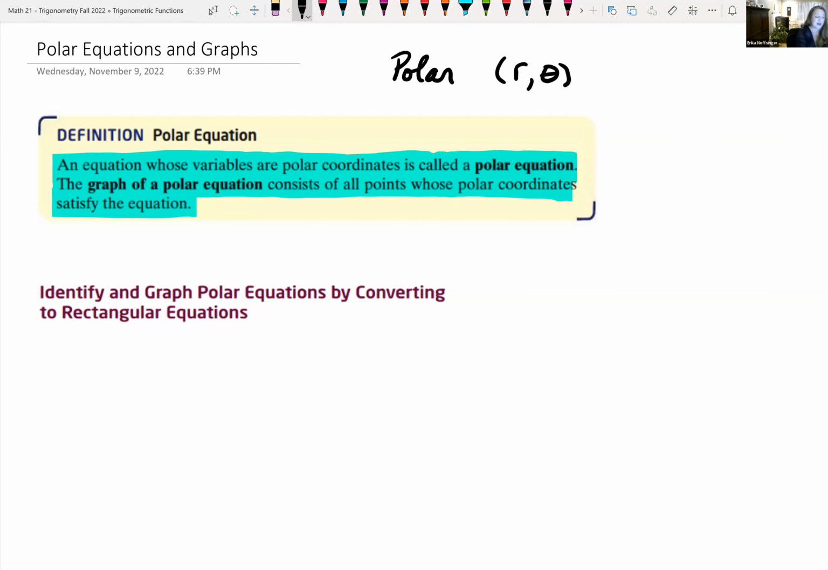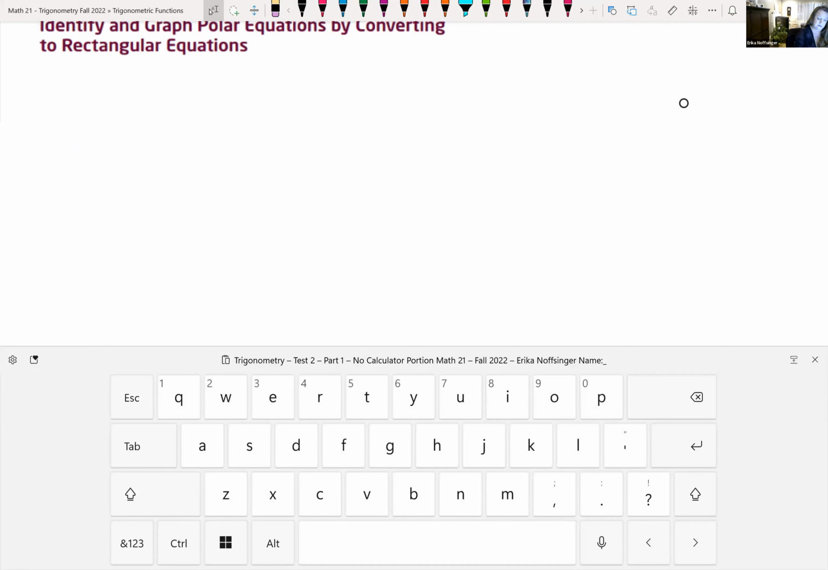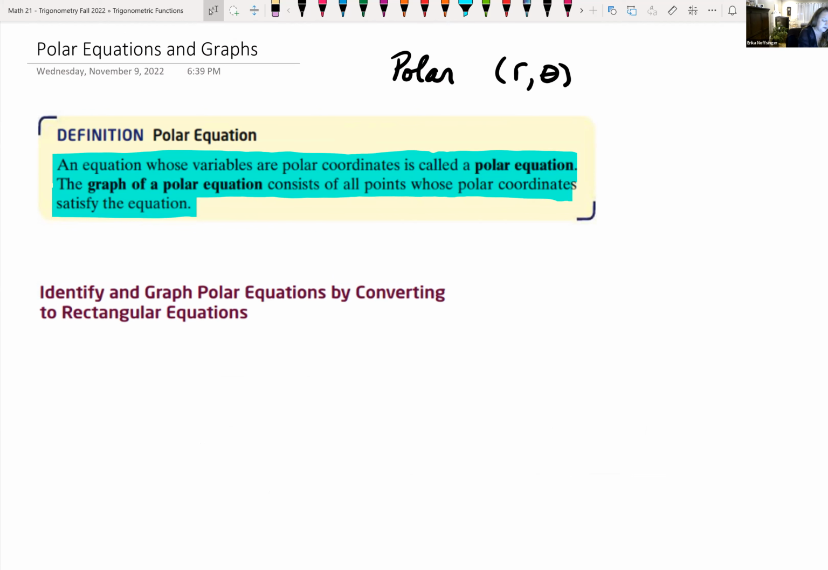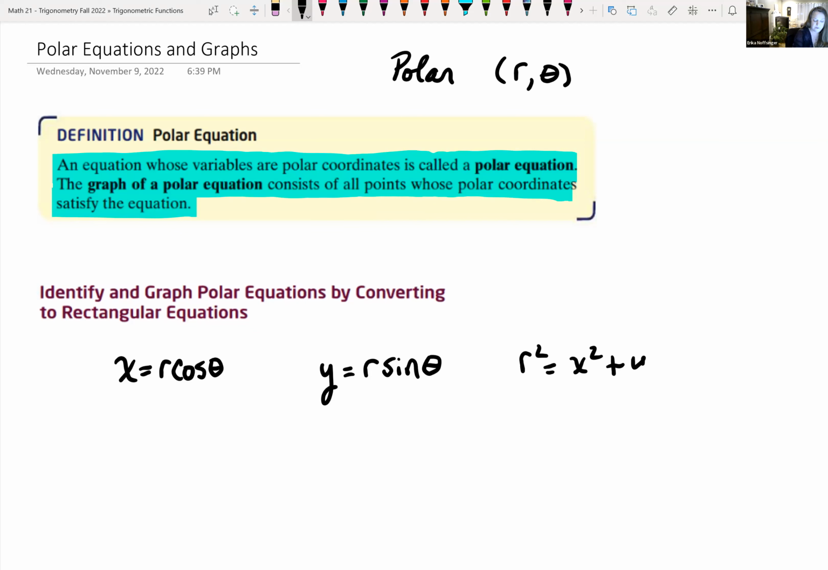And so before we do that, let's just recall how we found values for our polar equations. Here we saw that x was equal to r cosine theta. We saw that y was equal to r sine theta. And we saw that r squared was equal to x squared plus y squared. So when we're working with these polar equations, we want to try to manipulate the equation to give us values that are going to fall out.